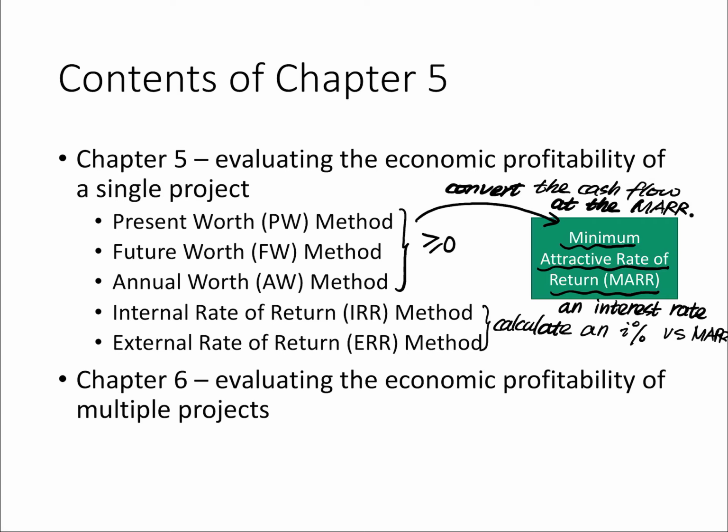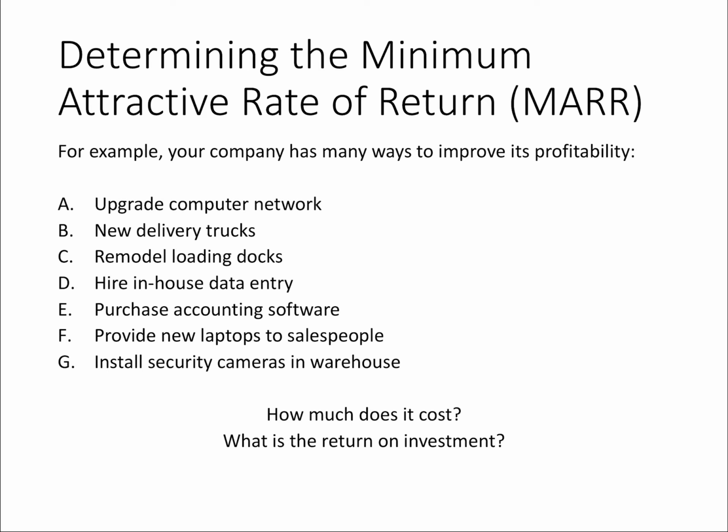And then in chapter 6, you are going to use these methods for evaluating the economic profitability of multiple projects. So you're going to have multiple options, and then you're going to convert all of these options back to a present worth or a future worth or annual worth or some interest rate, and then you can compare apples to apples. Okay, so that's the contents of chapter 5, and that's why we learn these methods, because we're going to use them in chapter 6.